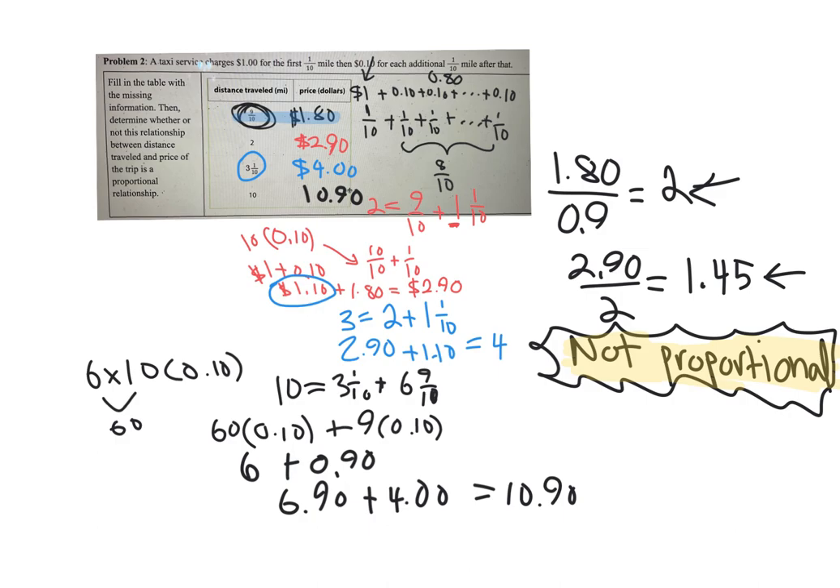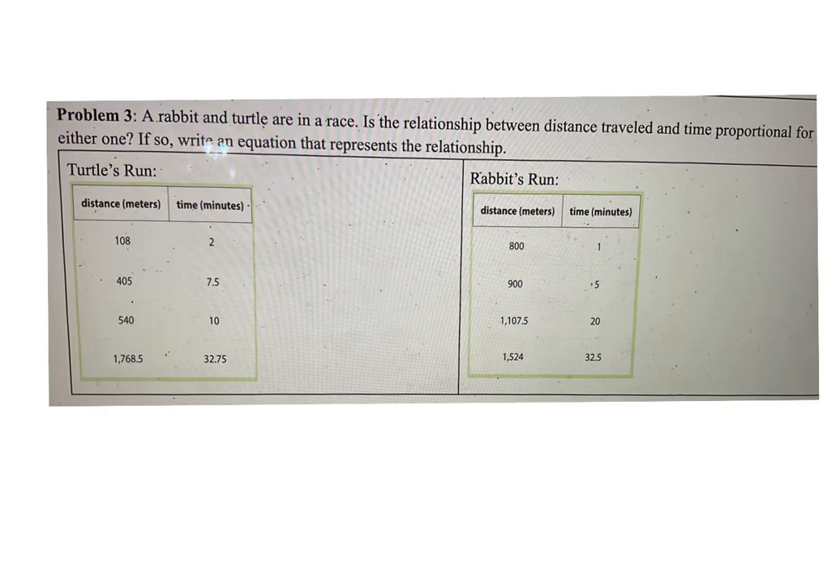All right, next problem. Problem 3, a rabbit and a turtle are in a race. Is the relationship between the distance traveled and time proportional for either one? If so, write an equation that represents the relationship. So we're going to have to divide the time in minutes by the distance in meters for the turtle, and we're going to do the same thing for the rabbit. Here we go. On this first one, you're going to get 0.0185, with 185 as the repeating digits.